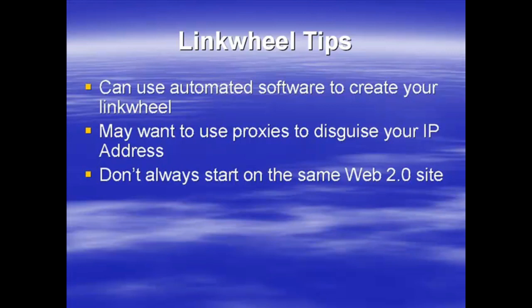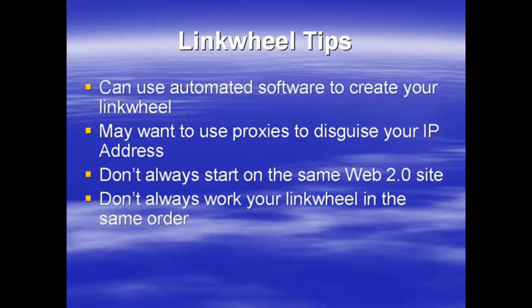So when you're starting your link wheel, don't always start on the same Web 2.0 site. A lot of people will always start on Squidoo or Hub Pages or whatever it might be. Now that's a footprint. Randomize it. Don't start on Squidoo and then move to the same one. Pick a different site at random. You've got a big list of Web 2.0 properties, just pick one. Doesn't matter where you start, you'll work your way through them all.